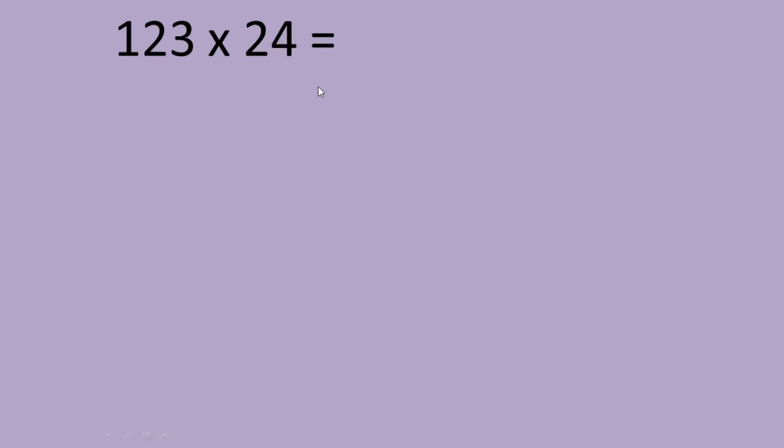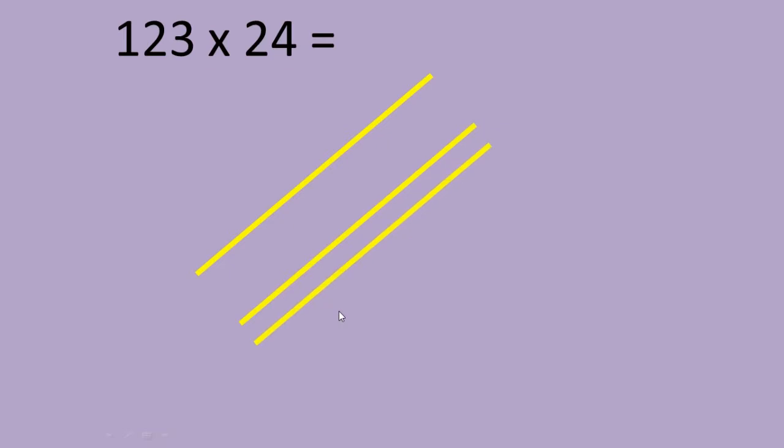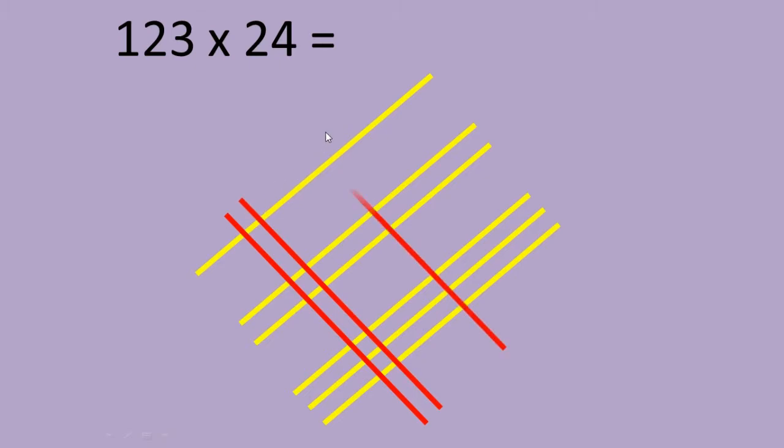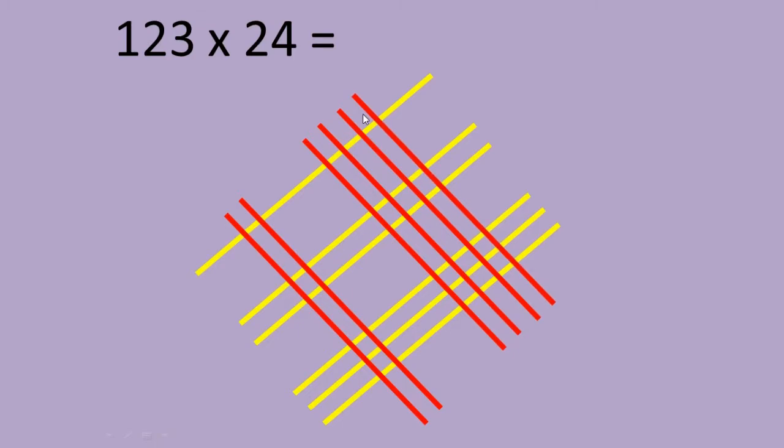Okay, for the next example, we have a 3-digit number multiplied by a 2-digit number. We have 1, 2, and 3. So we have 1, space, 1, 2, space, 1, 2, 3. Then we have the 24. We have 1, 2, space, then 1, 2, 3, and 4.